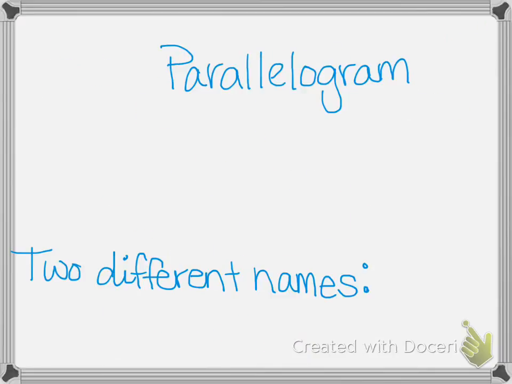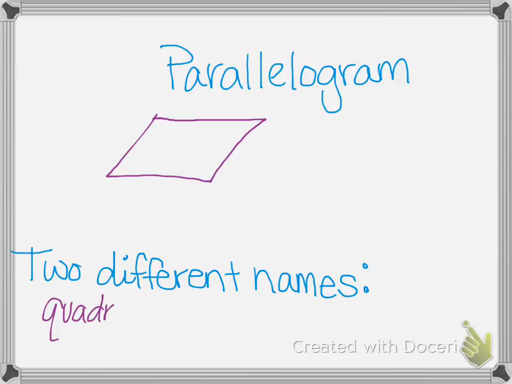Number 3 says draw a parallelogram. So a parallelogram means it just has 2 pairs of parallel sides. So it should look something like that. 2 different names for this. Since we already have the name parallelogram, we could also say it's a quadrilateral, since it has 4 sides.